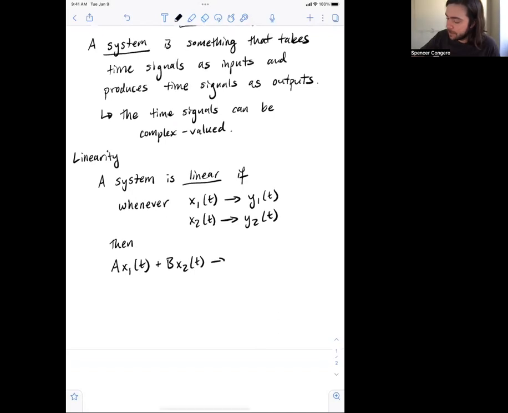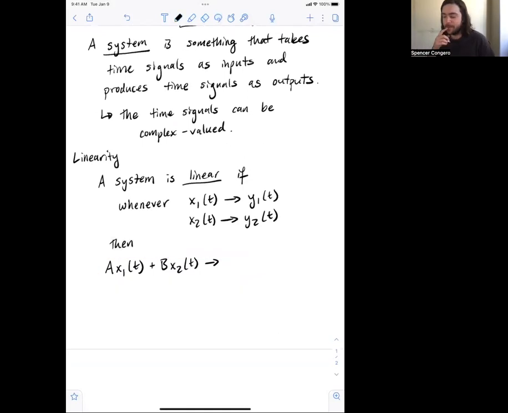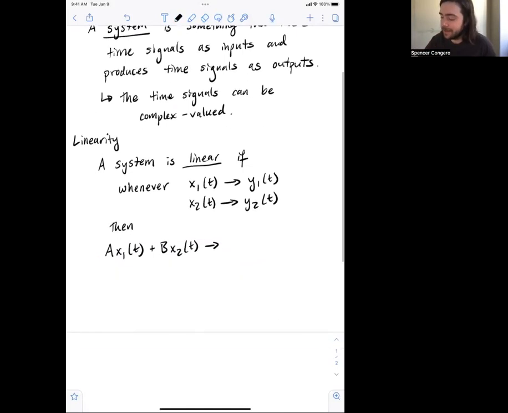Now, what would be nice? What output would be nice from this input? What would you want to have happen? Well, just kind of pattern recognition, you would love to have happen that what we get out is a times y1 and add to that b times y2. And it turns out that's exactly the condition we want for linearity.